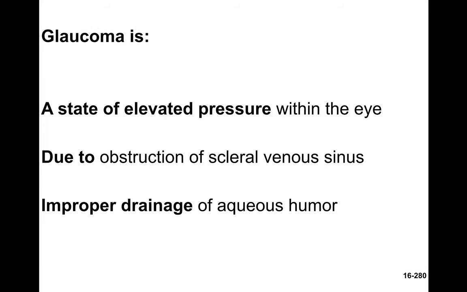Glaucoma is a state of elevated pressure within the eye. Now, this elevated pressure is due to obstruction of the scleral venous sinus. Remember, that's where the aqueous humor is drained. So if it's not drained, it starts to build up, and next thing you know, you have an elevated pressure.